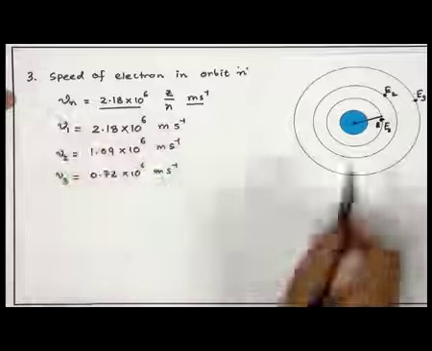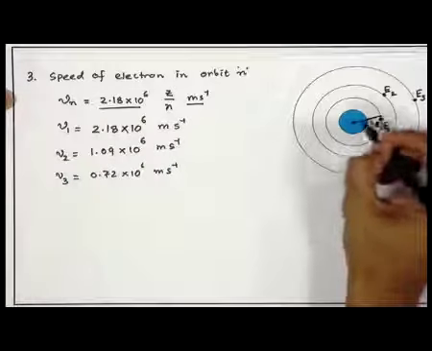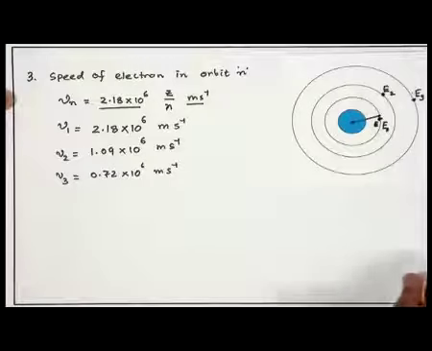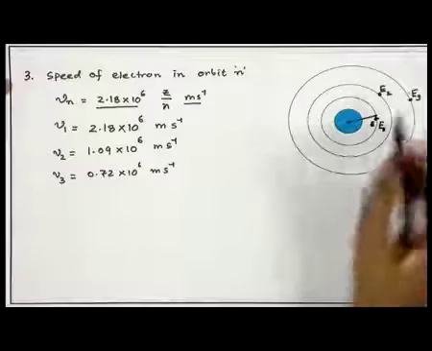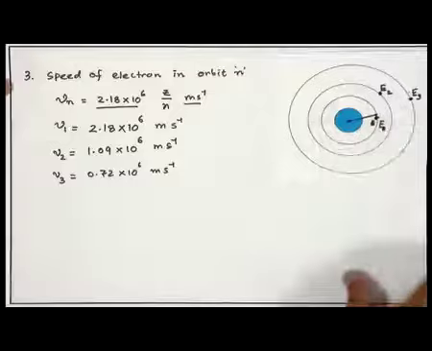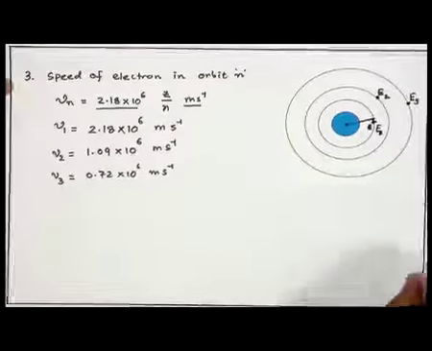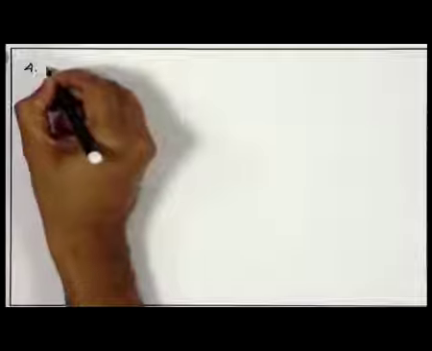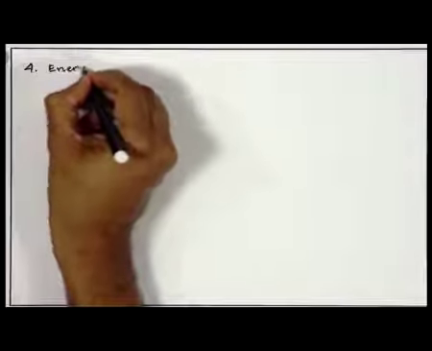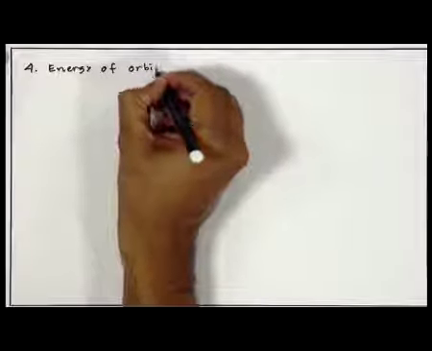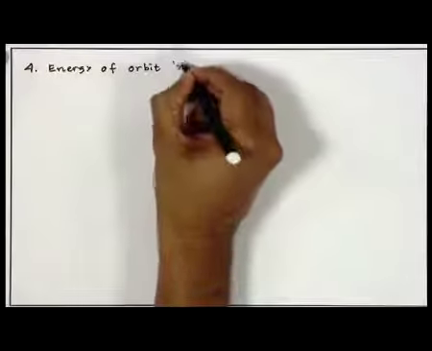We saw the radius of an orbit, we saw the speed of the electron in a given orbit. Next, we discuss the energy, what we called E1, E2, E3, the energy of an electron when it is orbiting in one particular orbit. Next is the energy of orbit n or stationary state n.